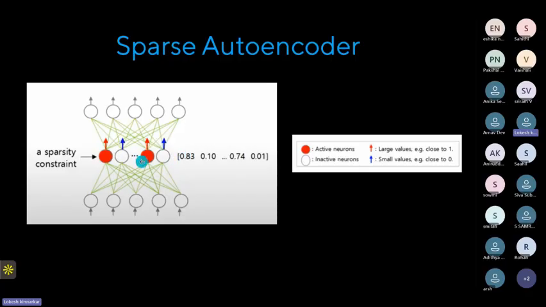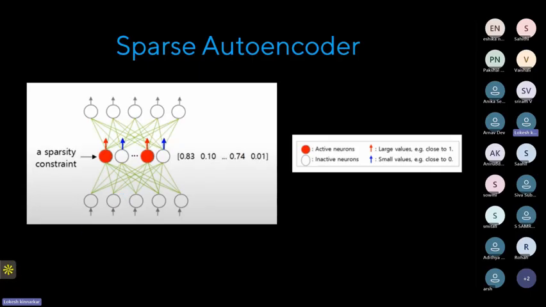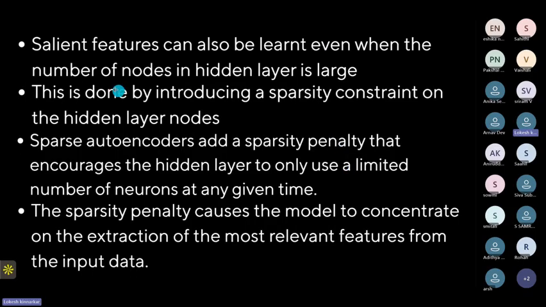Because what you want is to capture the most important features from the image. If you allow all the neurons to be active at a certain point of time, there could be redundancy issues, or issues pertaining to a bad latent space representation. So we impose a sparsity constraint here, whose role is simple: it aims to keep certain neurons active for a time. The red ones represent the active neurons, and the white ones represent the inactive neurons. As I said, salient features can also be learned even when the number of nodes in the hidden layer is large. This is done by introducing a sparsity constraint.